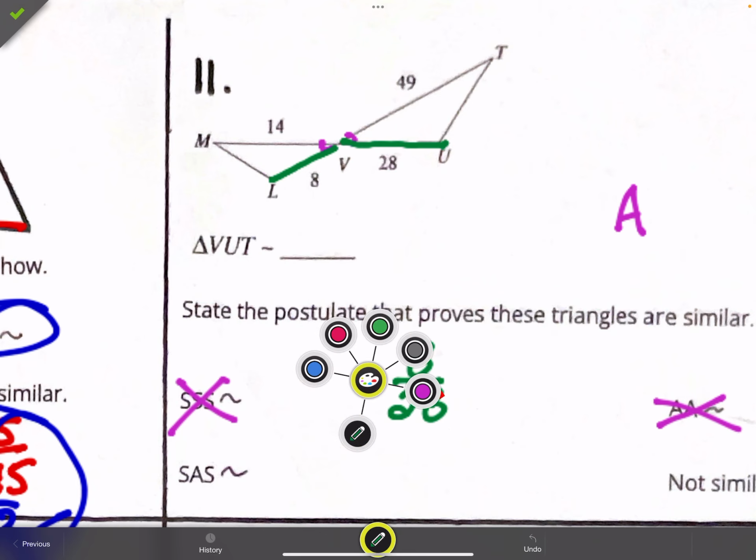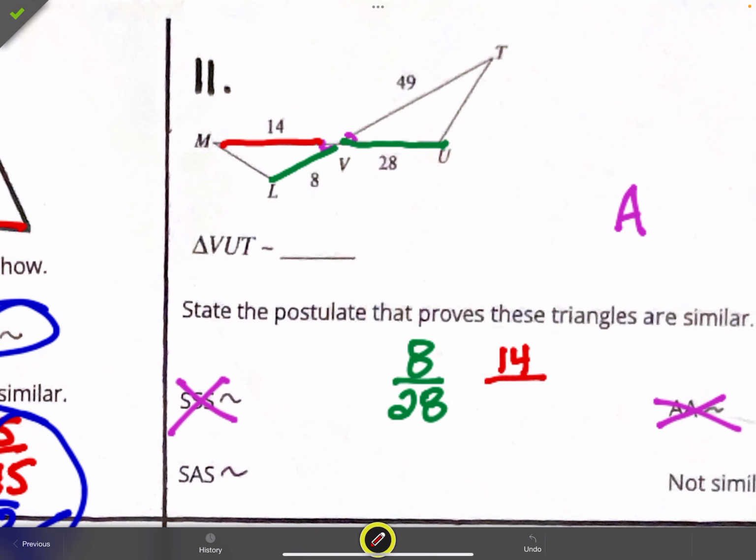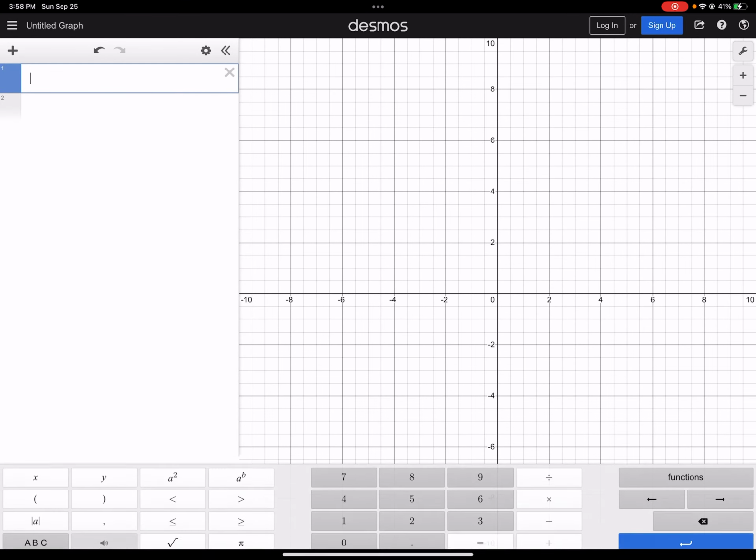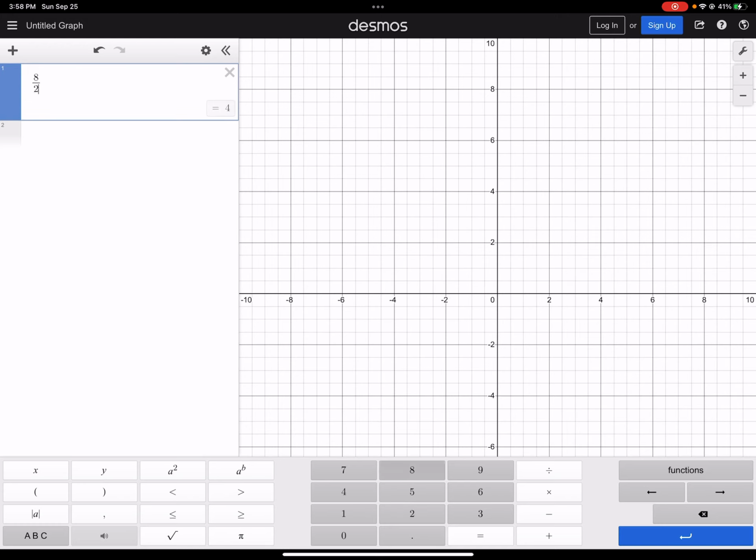Go back to my little triangle because that's the triangle I started with. So now I'm going to look at the 14. What does that correspond with in the bigger triangle? 49. Okay. And again, not a fan of fractions, so you're going to pull up Desmos. This time you only got to check 2. 8 over 28. Okay, really weird decimal.